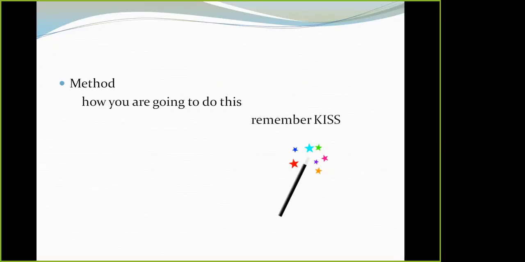So your method. This is how you're going to do this. This is how you're going to get your recipe to work. Remember the acronym KISS. It stands for keep it stunningly simple.